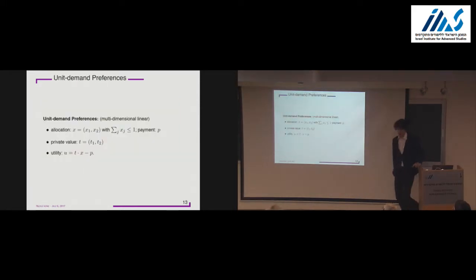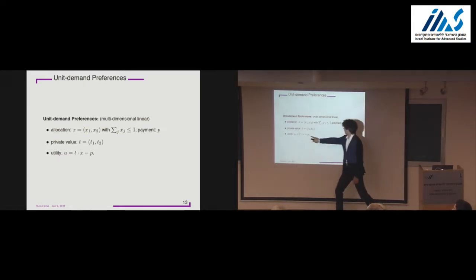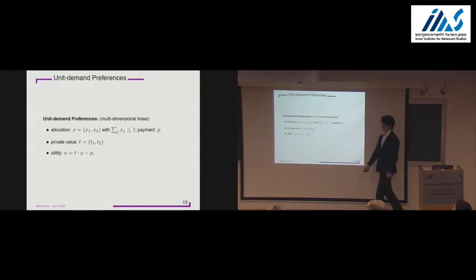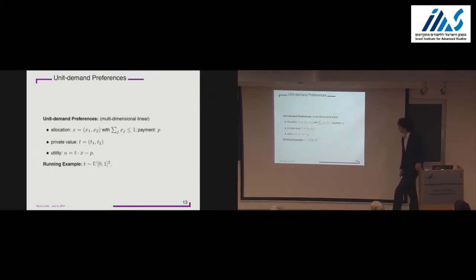Okay, so now I want to talk about unit demand preferences, and the reason why I'm doing this, again, is to contrast how things look versus these two cases, because the unit demand case will actually be a lot easier than the public budget case. Linear utility. This is a linear function. Some people actually call this quasi-linear. It's actually linear. So my running example is uniform [0,1] squared, the distribution over types.